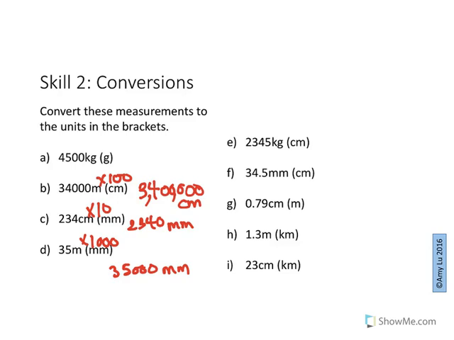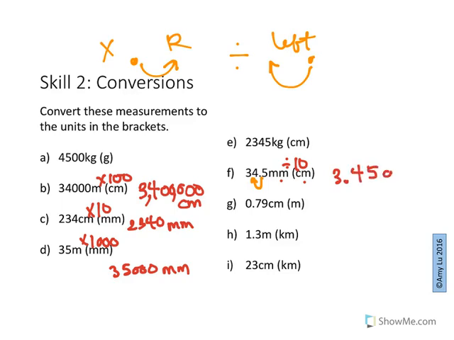For F, we're converting millimeters to centimeters. So since we're going in the opposite direction, we know we have to divide by 10. So that means we move our decimal. Whenever we divide and we have to deal with a decimal, you always move your decimal to the left. Anytime we're multiplying, you always move your decimal to the right. So we move the decimal to the left, and so your answer should be 3.45 centimeters.